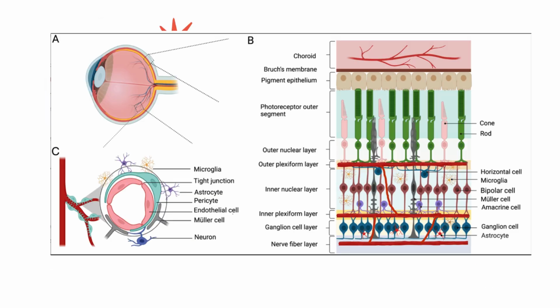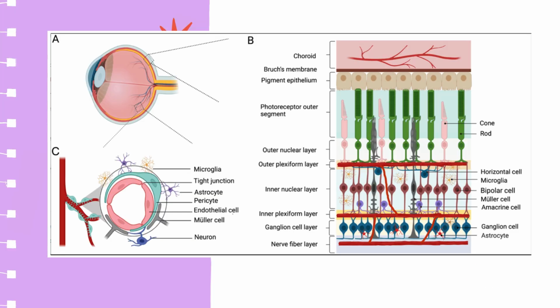So, looking at this diagram over here, this is the retinal anatomy and cellular layers. It provides a detailed view of the retina's microanatomy, and it emphasizes the layers and cells involved in visual processing as well as their susceptibility to blue light damage.